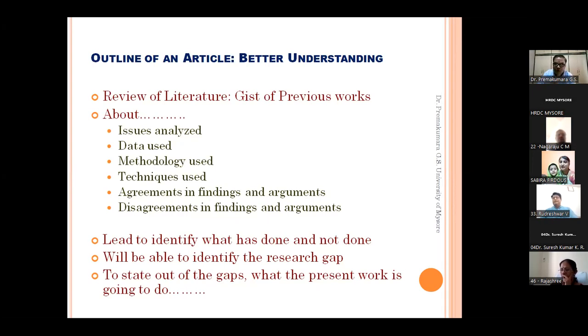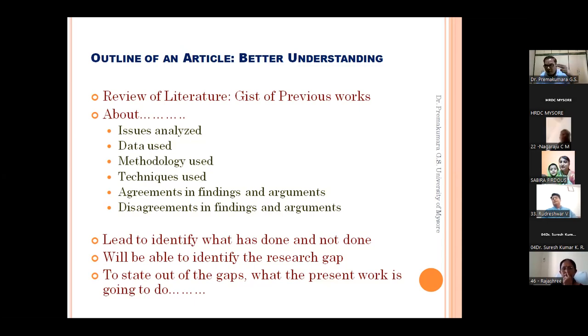What are the issues the previous works have discussed? What are the data that all the 20 previous works have used? Whether they have used time series data, cross section data, panel data, whether they have used primary data, secondary data, ratio scale data. So what data they have used? You discuss that in the research article.